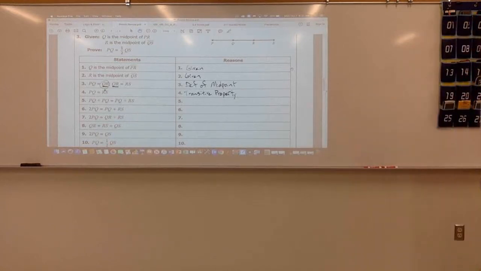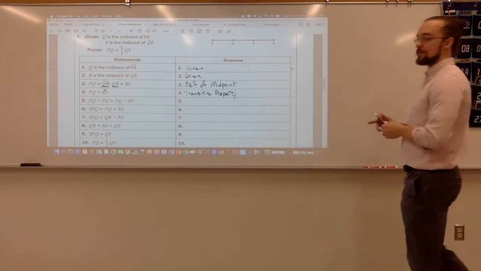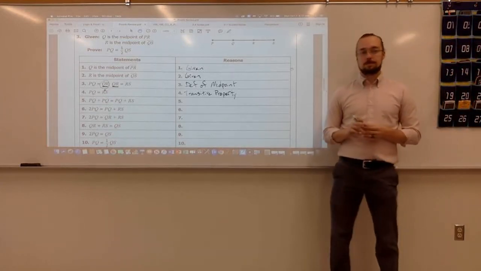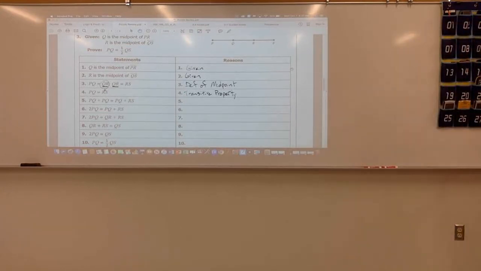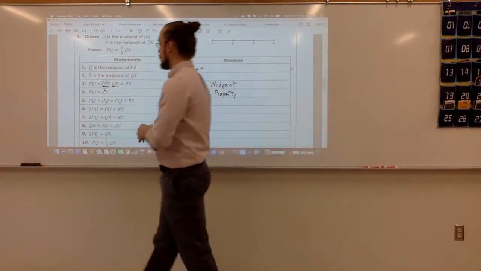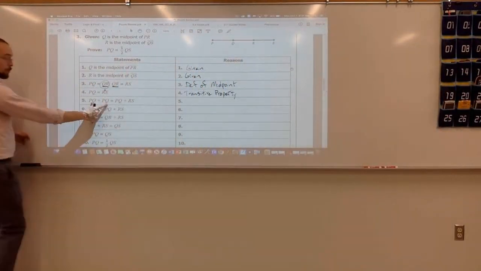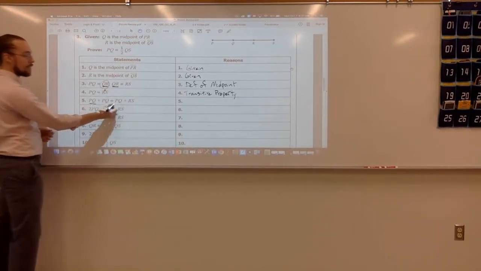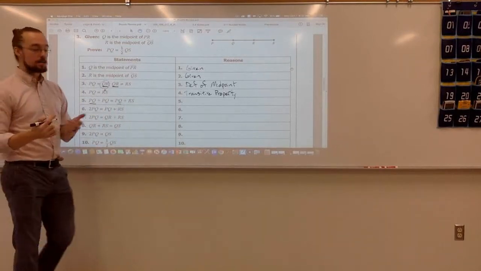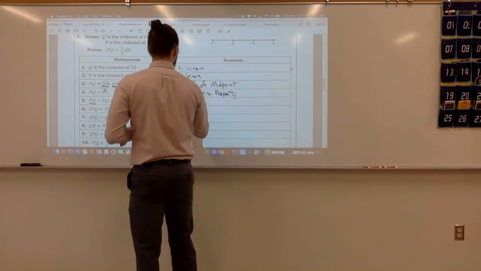Now, to go from line 4 to line 5, what happened to both sides of the equation? Right, we added PQ to both sides. We went from PQ to PQ plus PQ, and RS to PQ plus RS. So I added the same thing on both sides. So that's just the addition property, right?